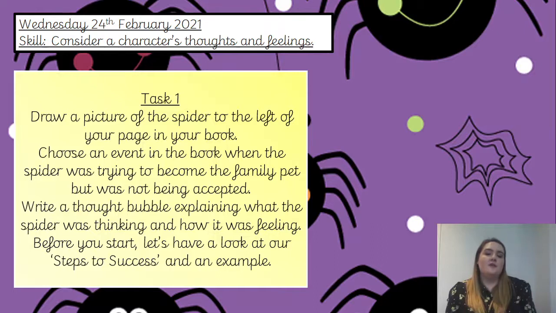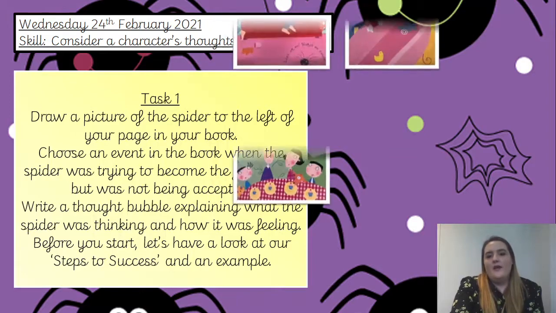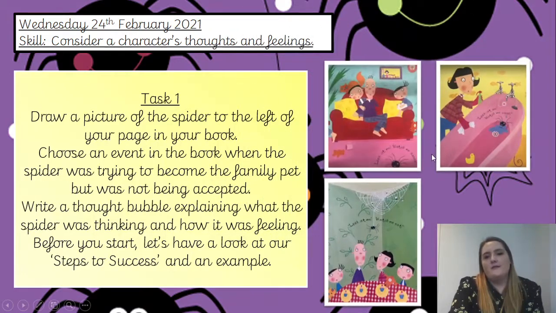Now don't do anything just yet. I'm going to show you your steps to success and an example in a moment. You're going to choose an event in the book when the spider was trying to become the family pet but was not being accepted. Now these are those 3 events, so you're not writing about anything else today. You're going to pick one of these events and write about it.